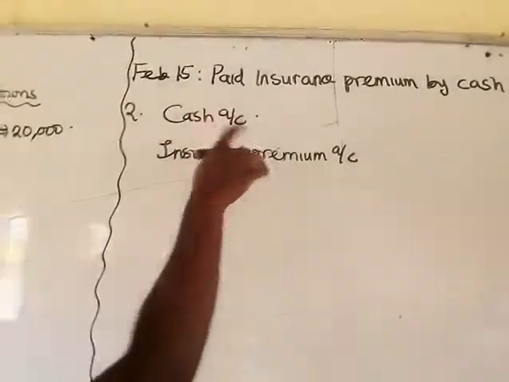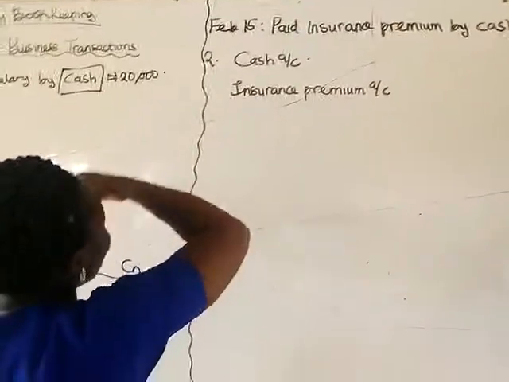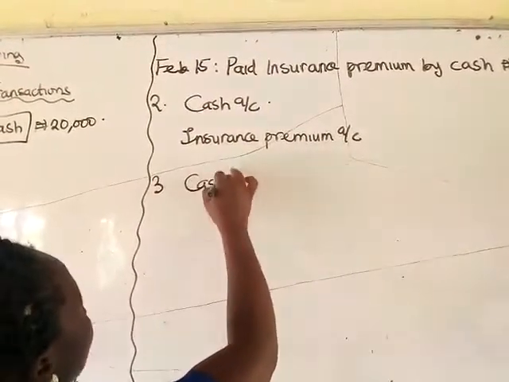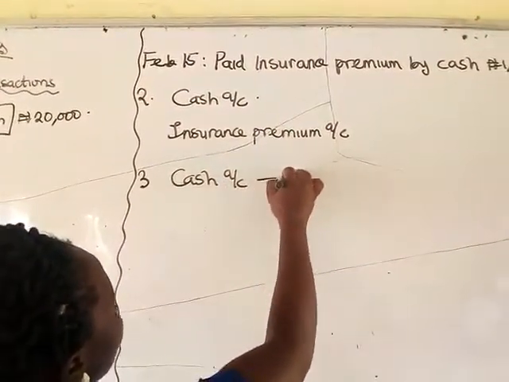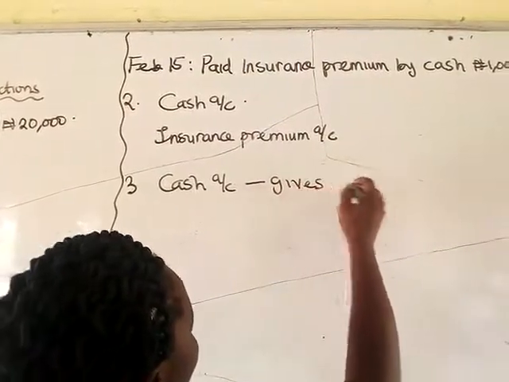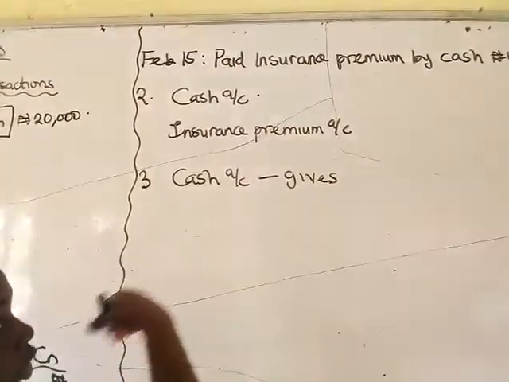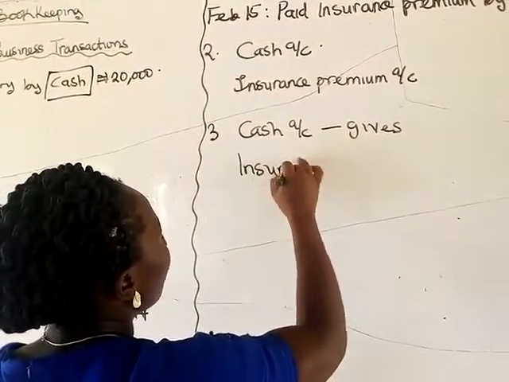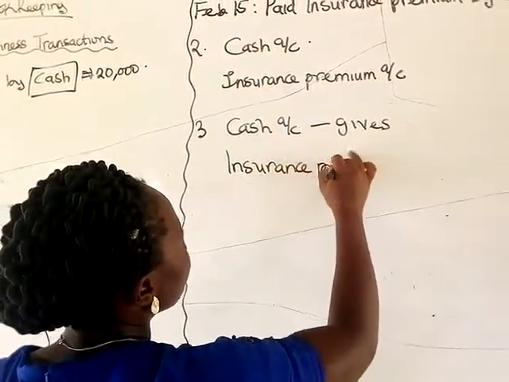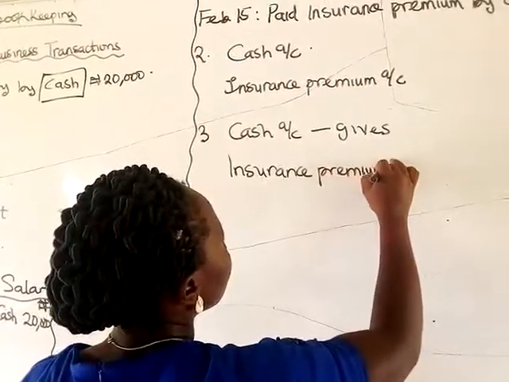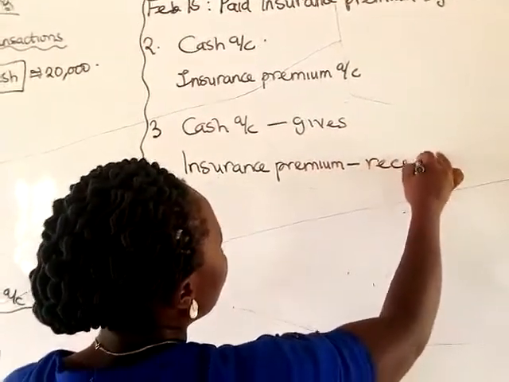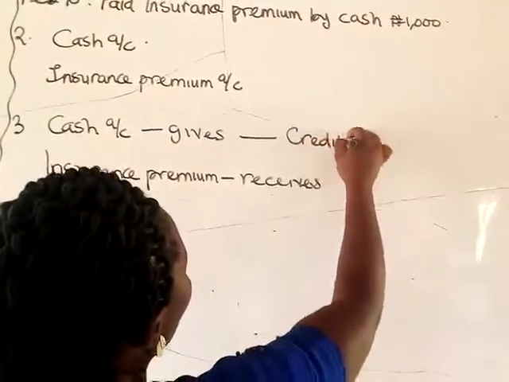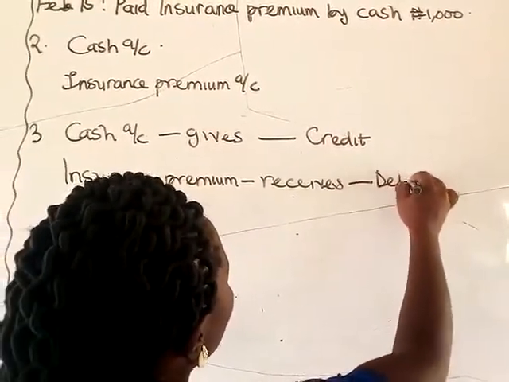For this, just like the last example, your cash account is given. So cash account gives because you're making payments. If you're receiving money, your cash account will receive, while my insurance premium account is receiving. Don't forget that your golden rule states that you credit the giver and then you debit the receiver.